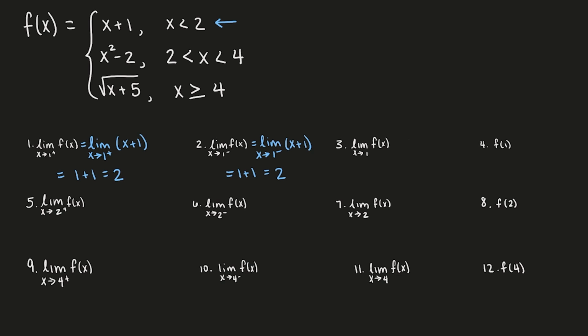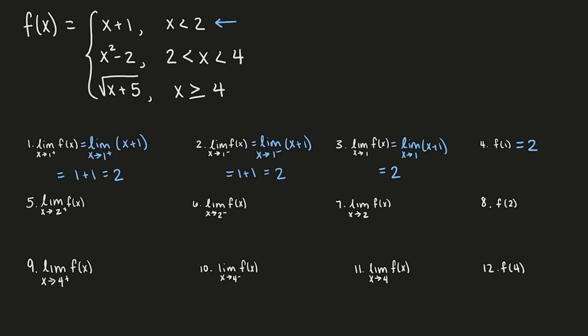Now when we're looking at the limit of f of x as x approaches 1, we know two things. One, we know that this is going to be the limit as x approaches 1 of x plus 1, and since our limits from the left and right are equal, we know that this is going to be equal to 2. And finally, f of 1, again, 1 is inside that x is less than 2 value, which means f of 1 is equal to 2.